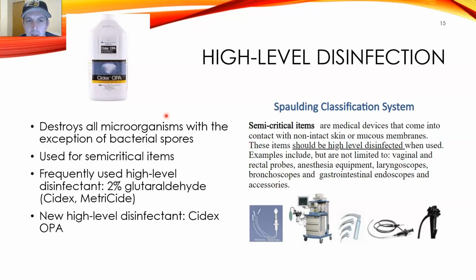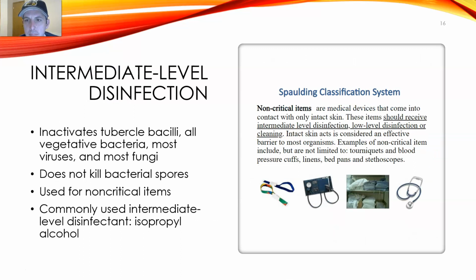High level disinfection destroys all microorganisms with the exception of bacterial spores. You can see some of the different brand names that are used there, but these are used for semi-critical items. And if you remember back, semi-critical items are those items that come in contact with non-intact skin or mucous membrane. So a lot of the probes, different scopes, different aspects like that would actually be touching these mucous membranes, or would actually be used for non-intact skin but not penetrating the skin.